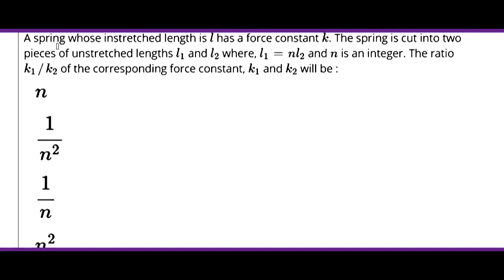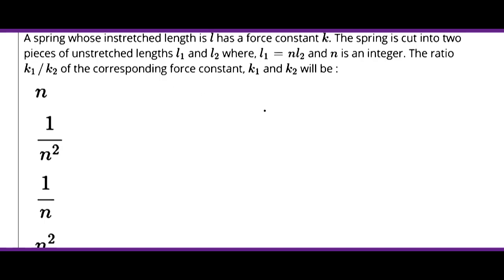Hello everyone, the question says that a spring whose unstressed length is L has a force constant K. The spring is cut into two pieces of unstressed length L1 and L2, where L1 is N times L2, and N is an integer. The ratio of the corresponding force constants K1 and K2 will be.